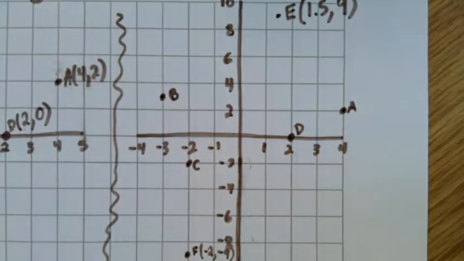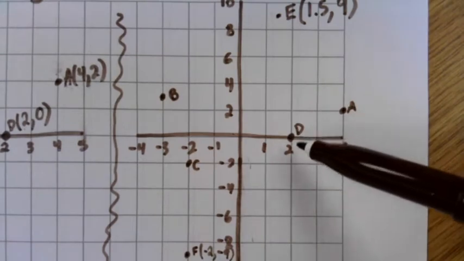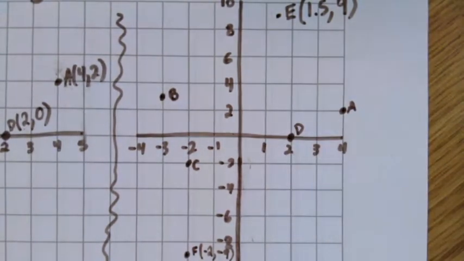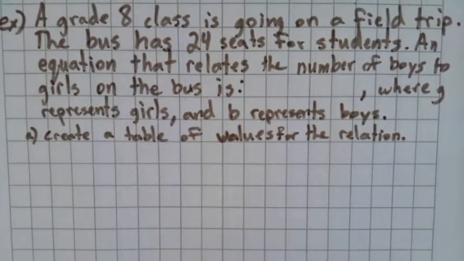You're going to need to know how to do that, as well as look at a grid and come up with the coordinates. Here is an example problem. It says a grade 8 class is going on a field trip. The bus has 24 seats for students. In this question, we're not going to worry about volunteers, parents, teacher, and the bus driver, just students. It asks for an equation that relates the number of boy students to girl students on the bus. Most of the questions in this unit you won't actually have to come up with the equation, but you actually have the skills to do this.